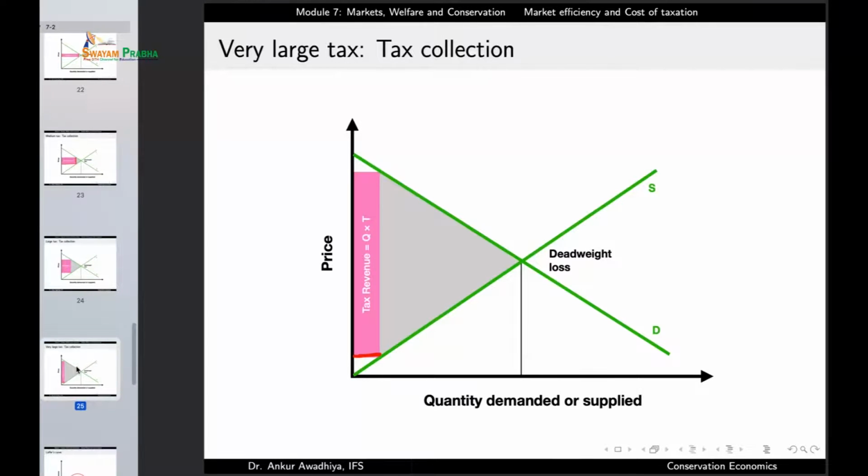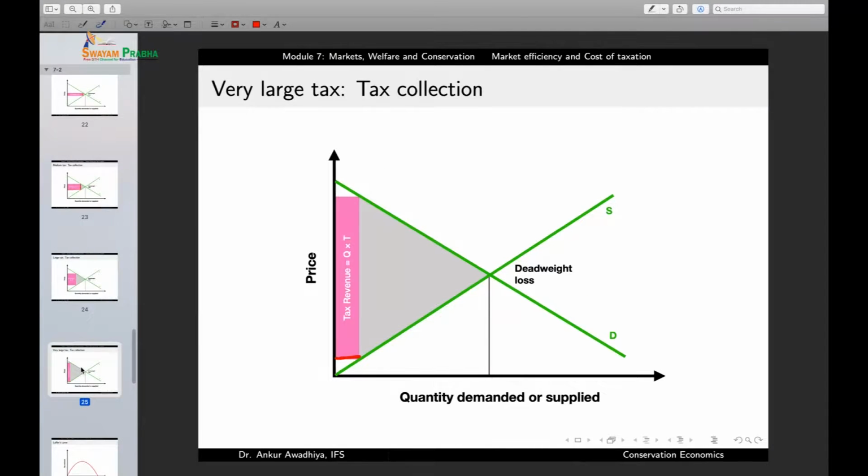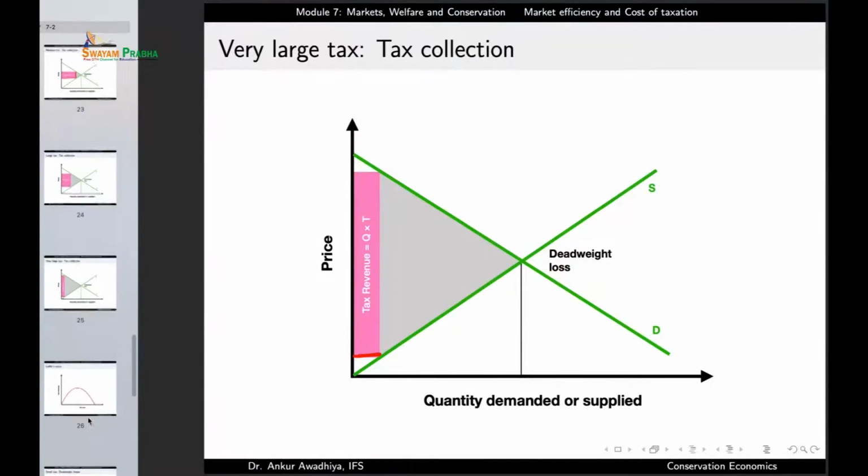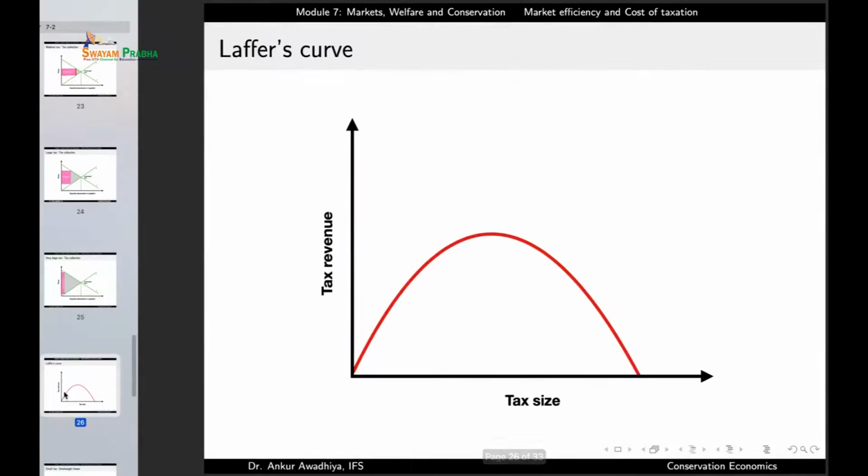And if you have a very large amount of T, then Q will reduce to such an extent that you will have practically a straight line for the rectangle and the area will be very close to zero. So if the tax increases to a value that is too high, in that case, the tax collection by the government will be too less. It will be next to zero, which brings us to the Laffer's curve.